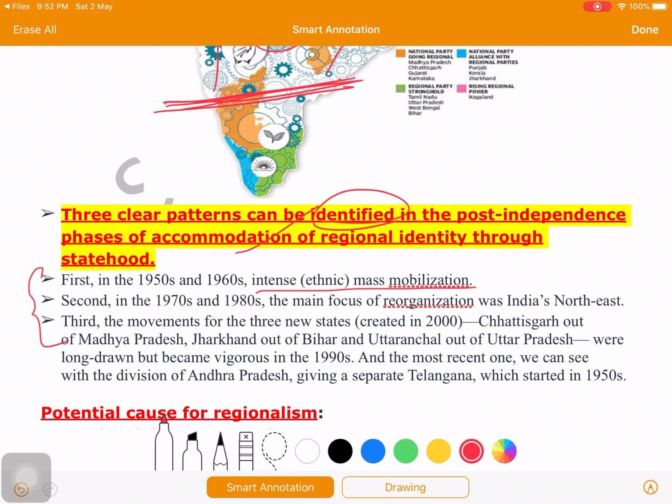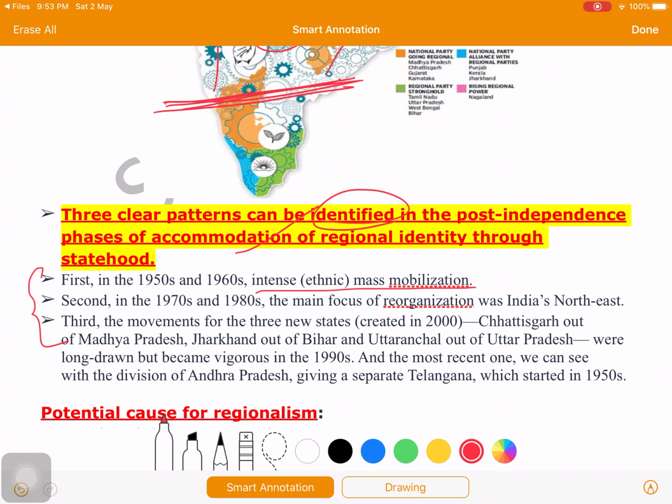State Reorganization Commission under Fazil Ali, paving the way for the State Reorganization Act of 1956. And this clearly says that mass mobilization with the efforts of the regional leaders really triggered the movements in the first phase, especially between the 1950s and 1960s.